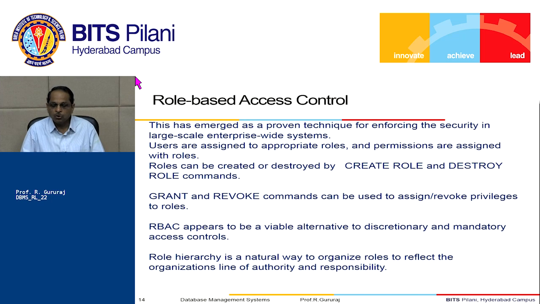Grant and revoke commands can be used to assign and revoke privileges to roles. That means first we create roles and then we assign the privileges. And as and when required, from a given role I can revoke a particular privilege. Role-based access control appears to be a viable alternative to discretionary and mandatory access controls. Role hierarchy is a natural way to organize roles to reflect the organization's line of authority and responsibility. Hence, we believe that this becomes a natural fit for today's organizational structures.